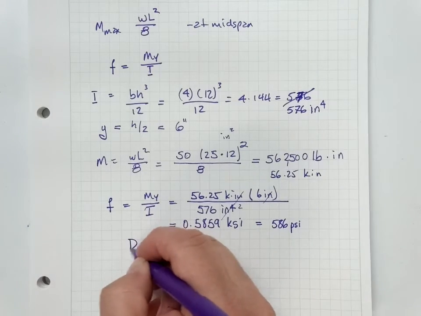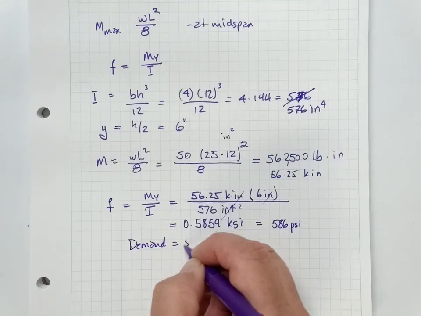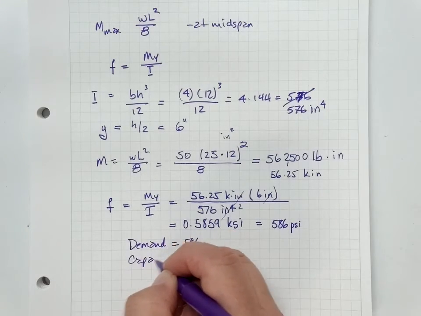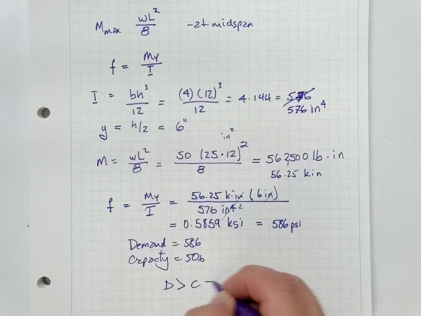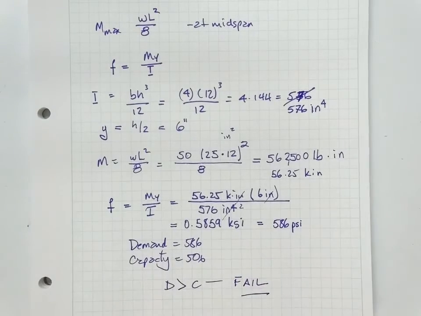In this case, demand is 586, capacity is 506, demand exceeds capacity, fail. We don't want this to happen, but if it does have to happen, because somebody made a mistake, either in the original calculations, in the erection, or because the loads that are on the structure are not what was anticipated, we want the structure to tell us, hey, stupid, I'm about to fall down, why don't you do something about it?